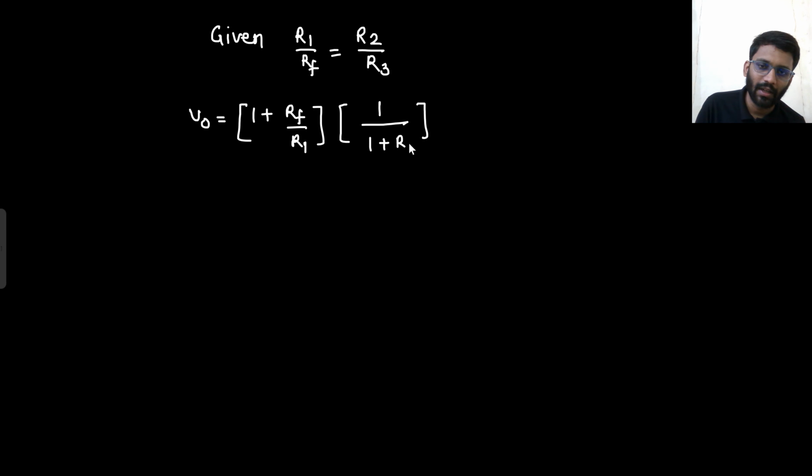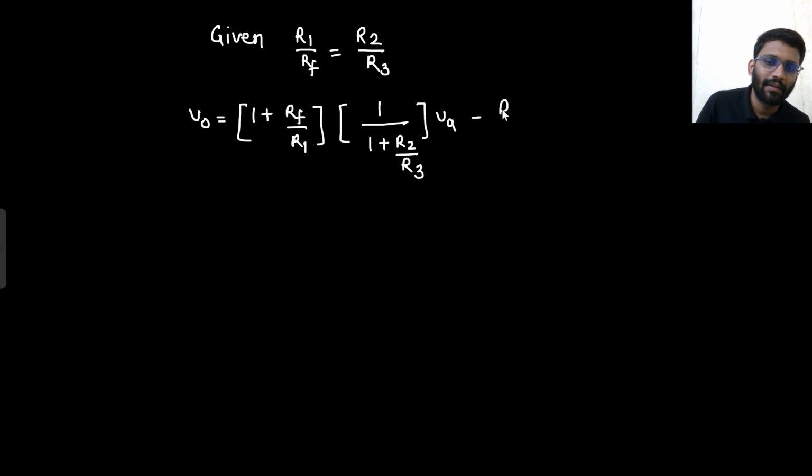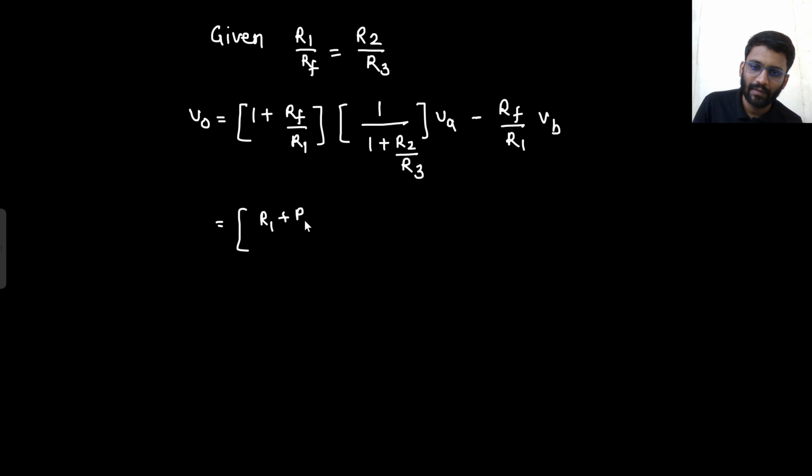Are you getting this point? How did I write it? I took the R3 downward, so it would be 1 plus R2 by R3. So 1 plus R2 by R3 can be replaced with R1 by RF. Say yes or no. It can be replaced with R1 by RF. That we will replace in the next expression. So into VA minus RF by R1 into VB. Right? Now this expression I can write R1 plus RF divided by R1. Right? 1 upon 1 plus this R2 by R3 can be replaced with R1 by RF.